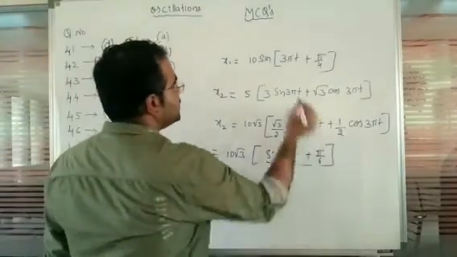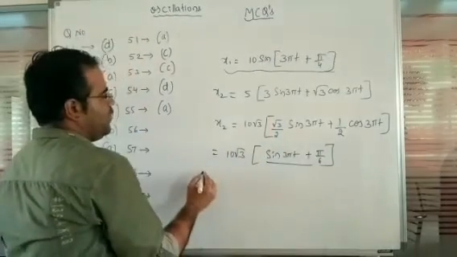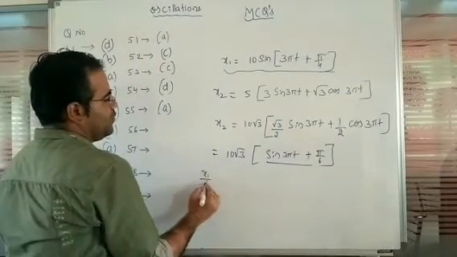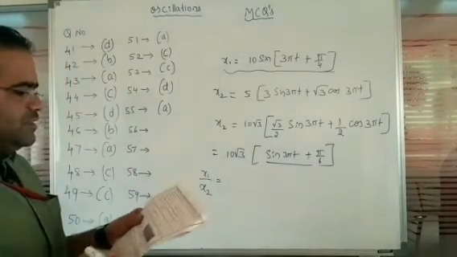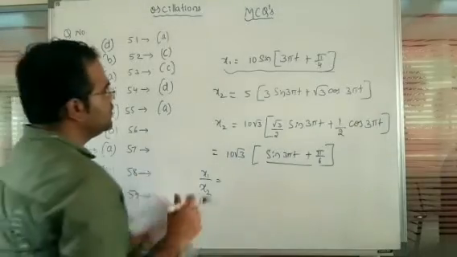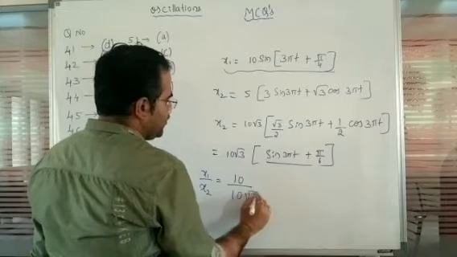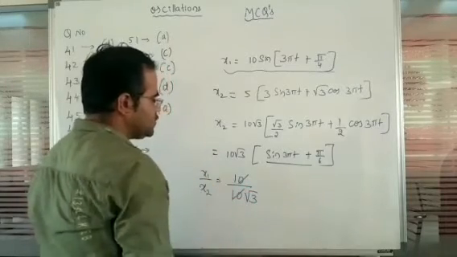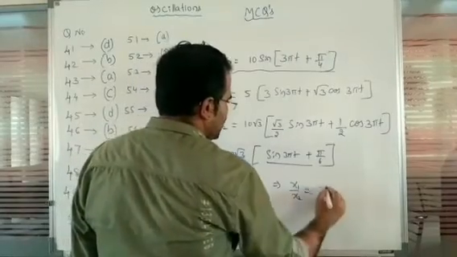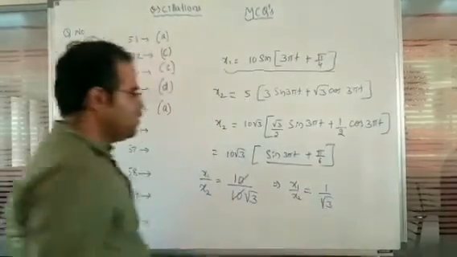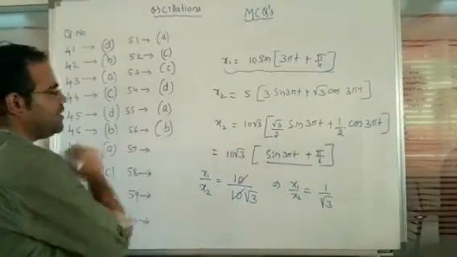Now we can compare this equation with the given x1 equation. When we compare, we observe the amplitude of the first one and the second one. Looking at the options, the first amplitude is given by 10 and the second amplitude is given by 10 root 3. So these two will get cancelled here. This implies x1 divided by x2 is equal to 1 divided by root 3. So the option for question number 56 will be B.